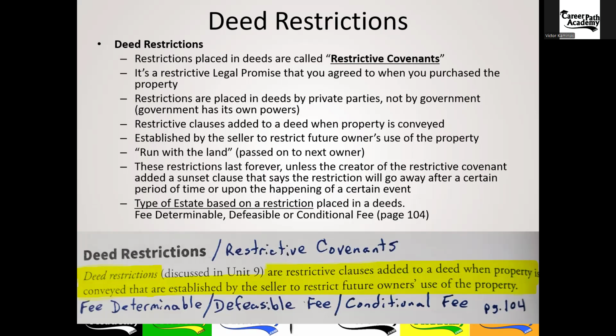And then the type of estate and land that's based on a restriction is known as fee determinable, defeasible fee, or conditional fee estate. If you remember, we went over them in, let's see, page 104. That's where we went over those types of estates and land. So highlight here next to deed restrictions, write restrictive covenants, and highlight that and write these types of estates and land, and see page 104 about the types of restrictions in deeds.